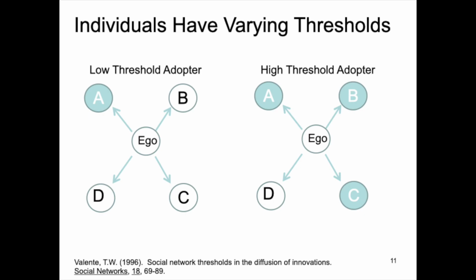We can't wait until everybody in our network does something, because then nothing would ever be adopted. There have to be some people who are willing to adopt when none or a minority of their network is willing to do so. And those are the low threshold adopters. I am a high threshold adopter. Why am I a high threshold adopter?